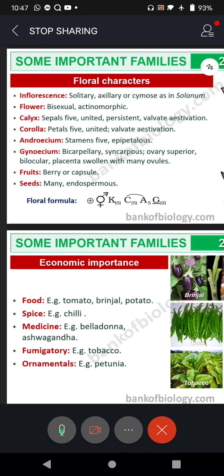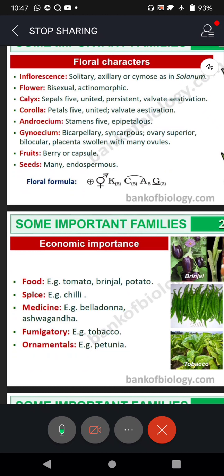And the placenta is swollen with many ovules. Ovules will be many, as you are seeing when you see the TS and VS. Both sections we will take: transverse section of the ovary and vertical section of the ovary. With the help of a blade, I will train you how to take that section when you come for practicals. Okay. And fruits, it is berry or capsule. Again, under fruits yesterday we said what is a berry, what is a capsule. Okay. And seeds, many seeds, as you are seeing in tomato, particularly brinjal, you have seen many.